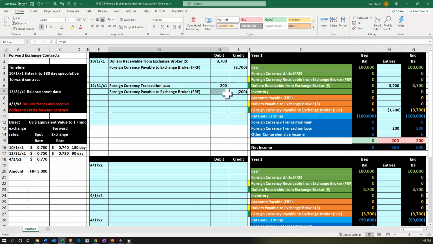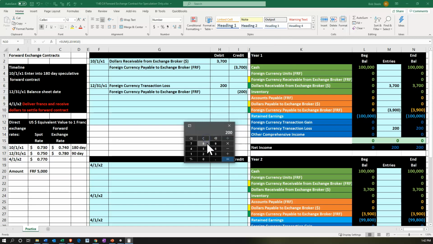Then we have the foreign currency payable. So the foreign currency payable is going to be here. I'm going to double click on it, go to the end of it, say plus, pick up that $200. That now brings it to that 3,900. That 3,900 is the 5,000 francs times the current forward rate of 0.78. There's the 3,900.